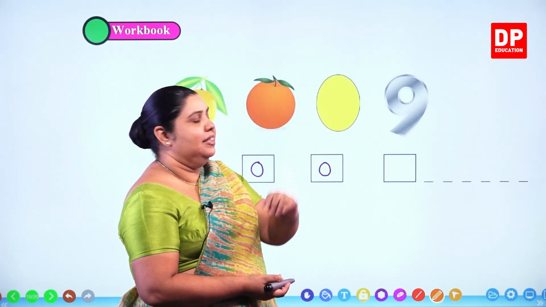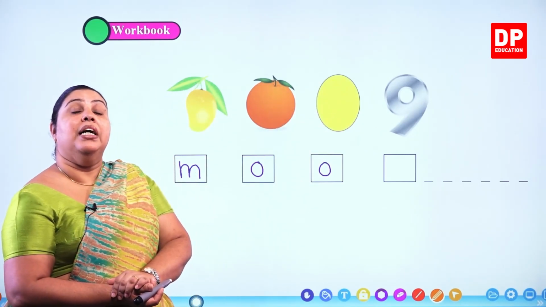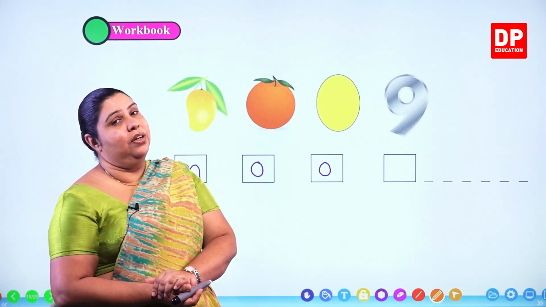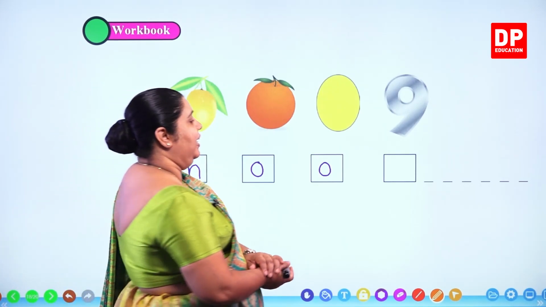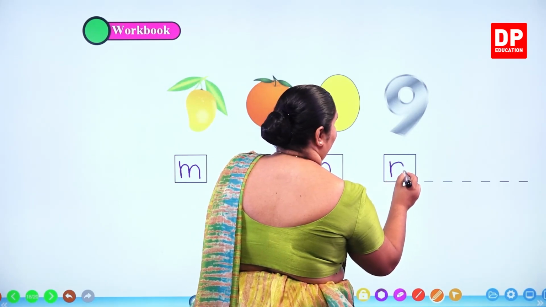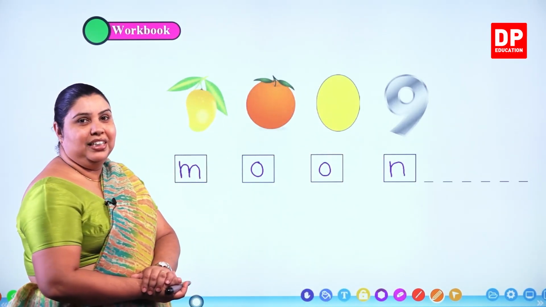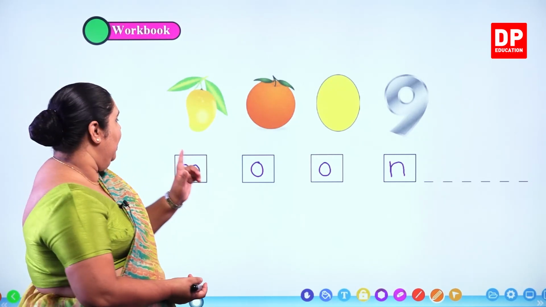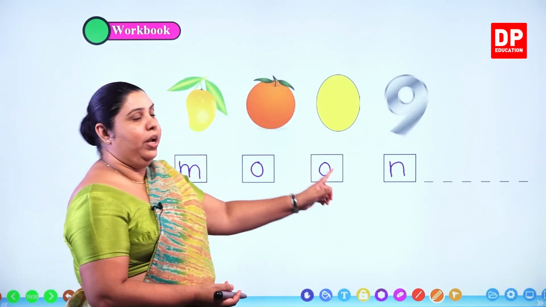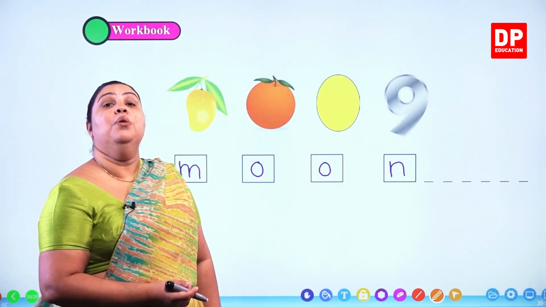What is this? That's number 9. What is the first letter of number 9? N. That's right. Oh, now we have found the word. What is the hidden word here? M-O-O-N. What's the word? Moon.